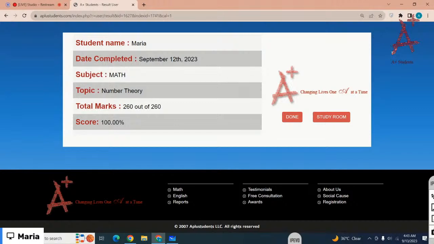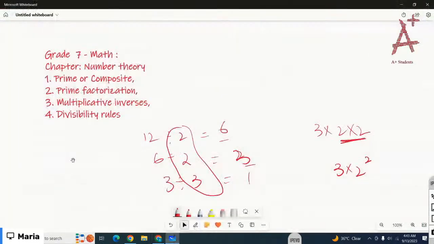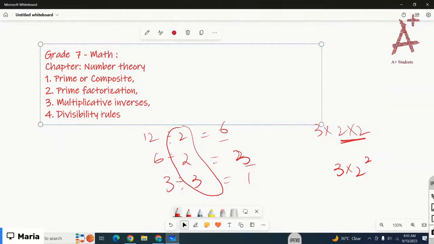Okay, we are done with the lesson. So we were working on grade 7 math. The lesson we're working on is number theory. The lessons we have covered today are prime or composite, prime factorization, multiplicative inverse, right? So please make sure you complete all the practice questions for the lessons we did today. That's your homework for today, right?